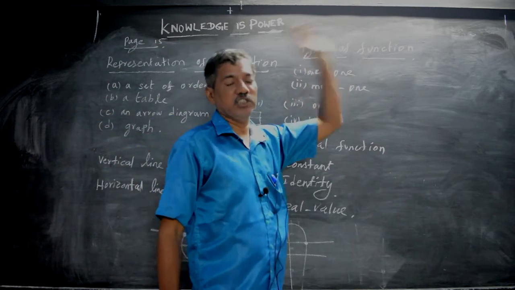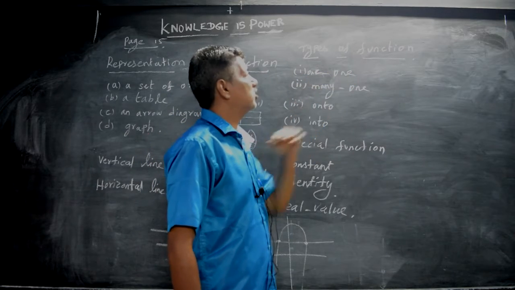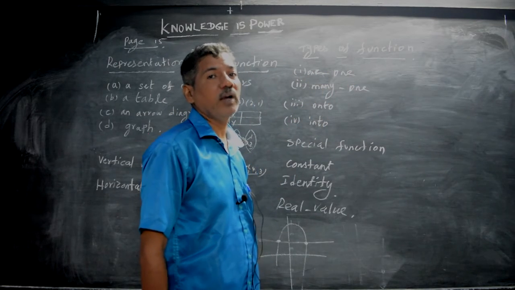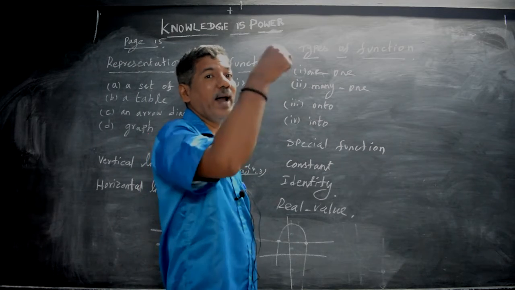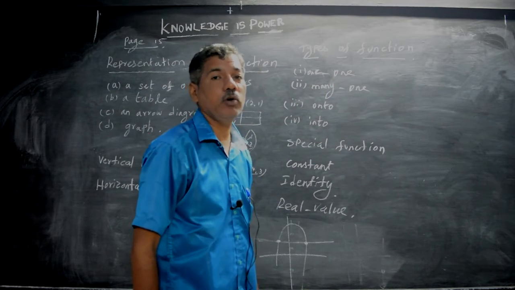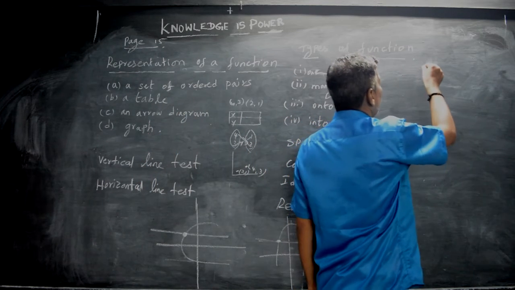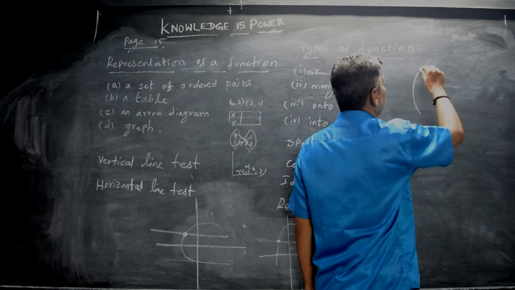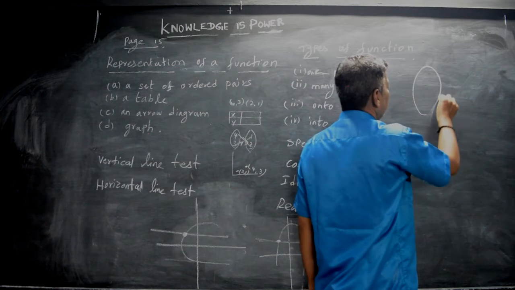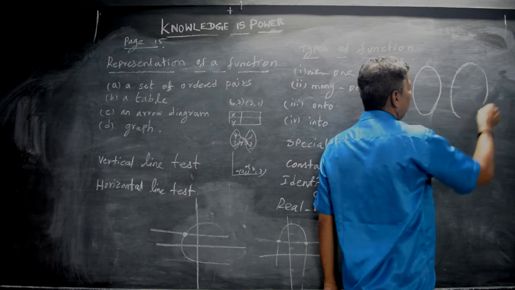Types of function. So, types of function: one-to-one. What is the meaning of one-to-one? You know that one element is related to another. How can we represent a one-to-one function? I have written it here just like a parabola shape.